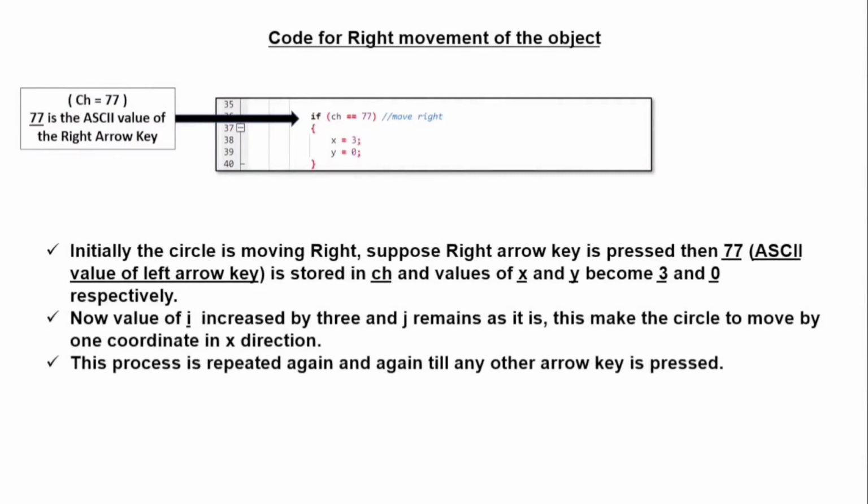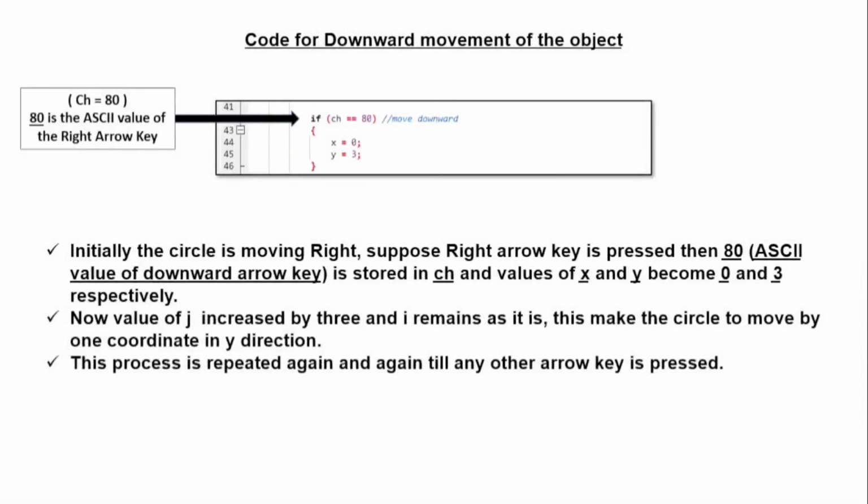And this is the code for right movement of the object. Initially, the circle is moving right. Suppose the right arrow key is pressed, then 77, the ASCII value of the right arrow key, is stored in ch, and the values of x and y become 3 and 0 respectively. Now the value of i increases by 3 and j remains as it is. This makes the circle move by one coordinate in the x direction. This process is repeated again and again till any other key is pressed.